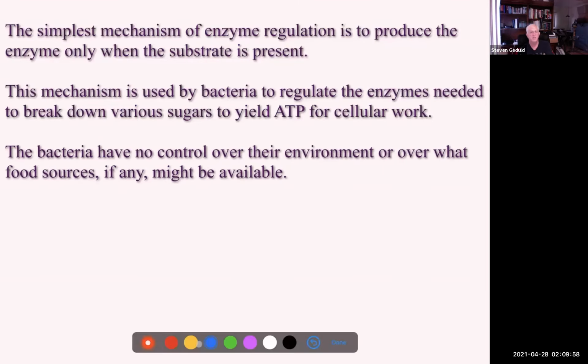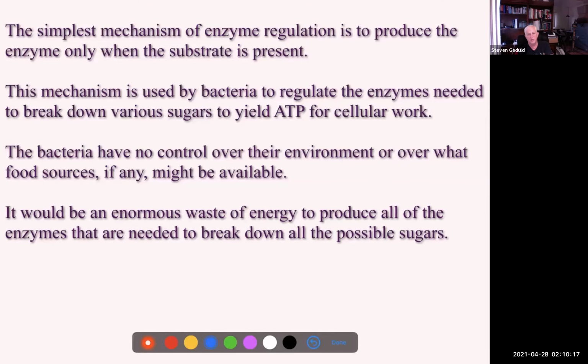Okay? So the bacteria have no control over the environment or over what food sources, if any, might be available. The bacteria can't pull into an all-night diner and order whatever they want to eat, right? They don't have control over it. They're subjected to whatever's in the environment, that's what they're going to get. Okay, so whatever's going to be available to bacteria, that's what they have to use.